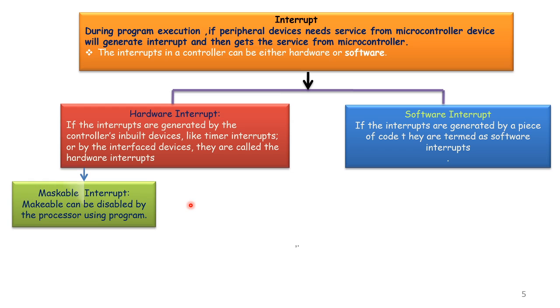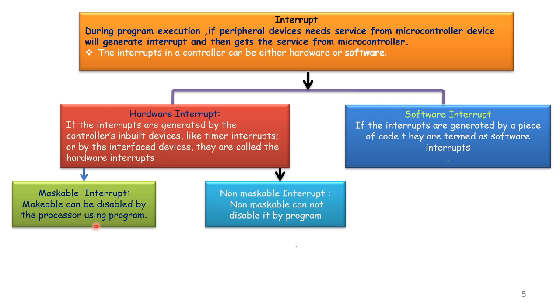The next terms we are going to discuss are maskable interrupts. A maskable interrupt can be enabled or disabled by the programmer or by the processor using a program. So this is named a maskable interrupt, which is a controllable interrupt. But non-maskable interrupts cannot be disabled by the program. Once this interrupt occurs, the microcontroller gets interrupted. For example, reset and failure in power supply are non-maskable interrupts.